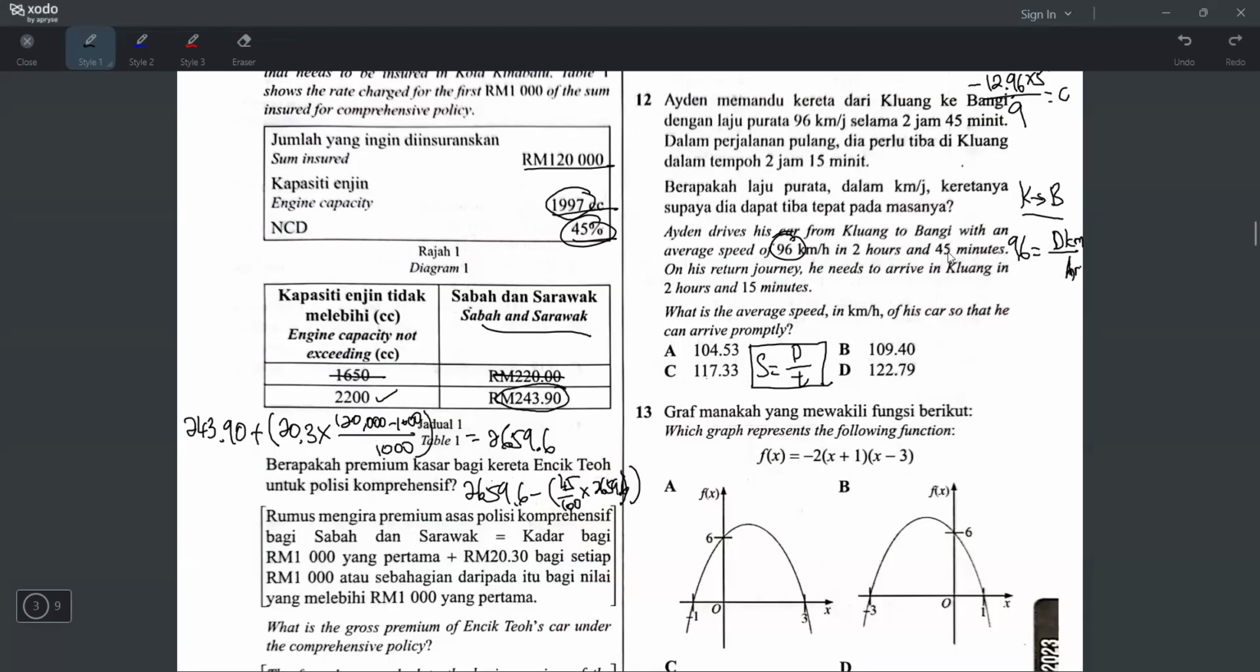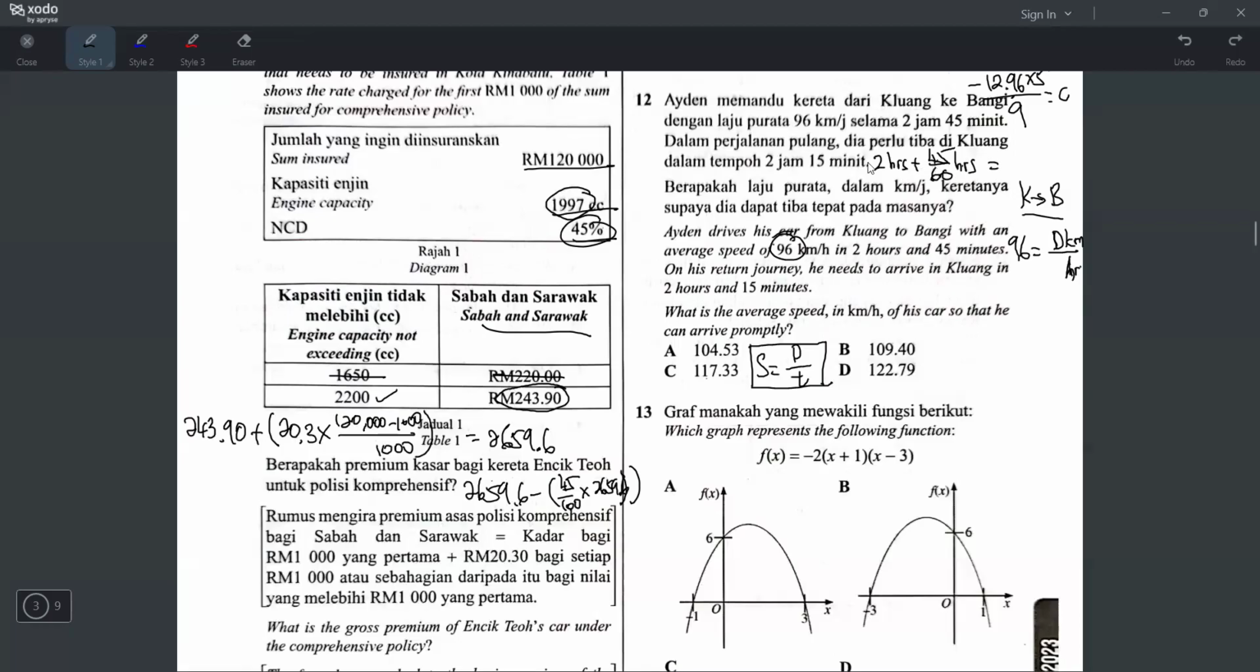So 2 hours 45 minutes, how to convert to hours? Okay. 2 hours 45 minutes means it will be 2 hours plus the 45 minutes, which you have to convert to hours. The 2 no need to convert, 2 is already hours. So the 45 minutes you have to convert to hour. And how to convert? If you want to convert minutes to hours, you divide by 60, right? And then you get hours.